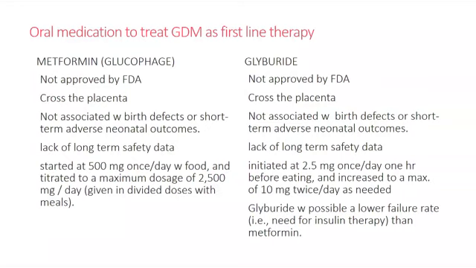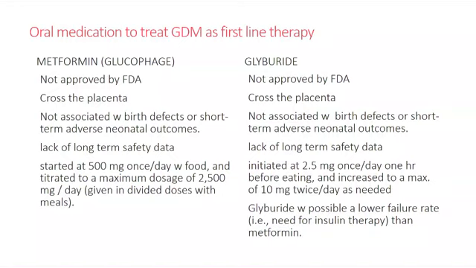So the oral medications we have are metformin and glyburide. They're both not approved by the FDA. They both cross the placenta. They're both not associated with birth defects or short-term adverse outcomes. They both lack long-term safety data. We start metformin at 500 once a day with food and titrate to a maximum of 2,500 milligrams per day. It could be given in divided doses.